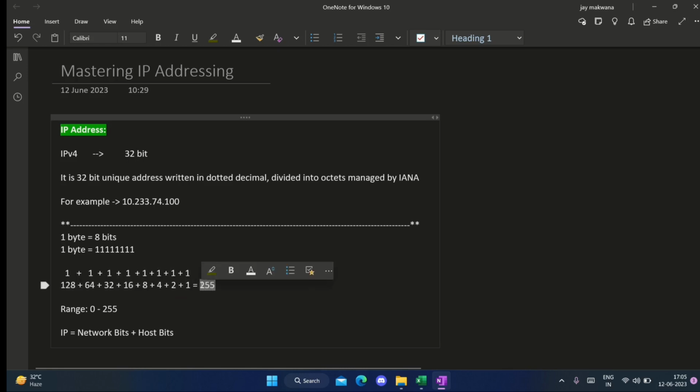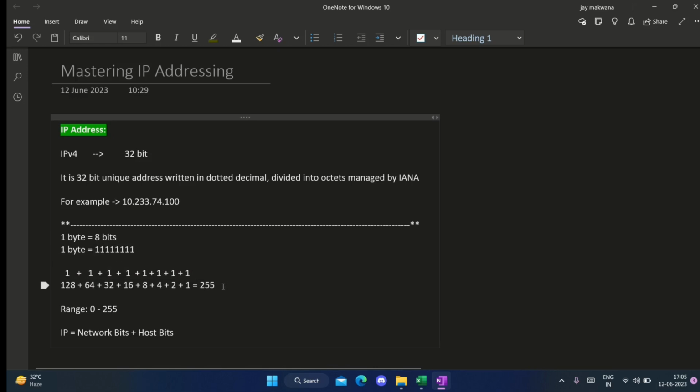Now what is this 255? This is the range one octet can have. 1 byte can hold values from a minimum of 0 to 255. If all bits are turned on, as I have shown in this case, then your total numerical value will be 255. If all bits are turned off, then your number will be 0, right?